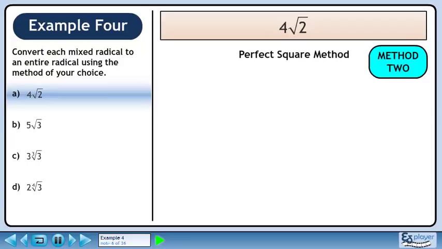Now we'll convert 4 root 2 to an entire radical using the perfect square method. Rewrite 4 root 2. Four can be written as root 16. Multiply the radicals to get root 32.